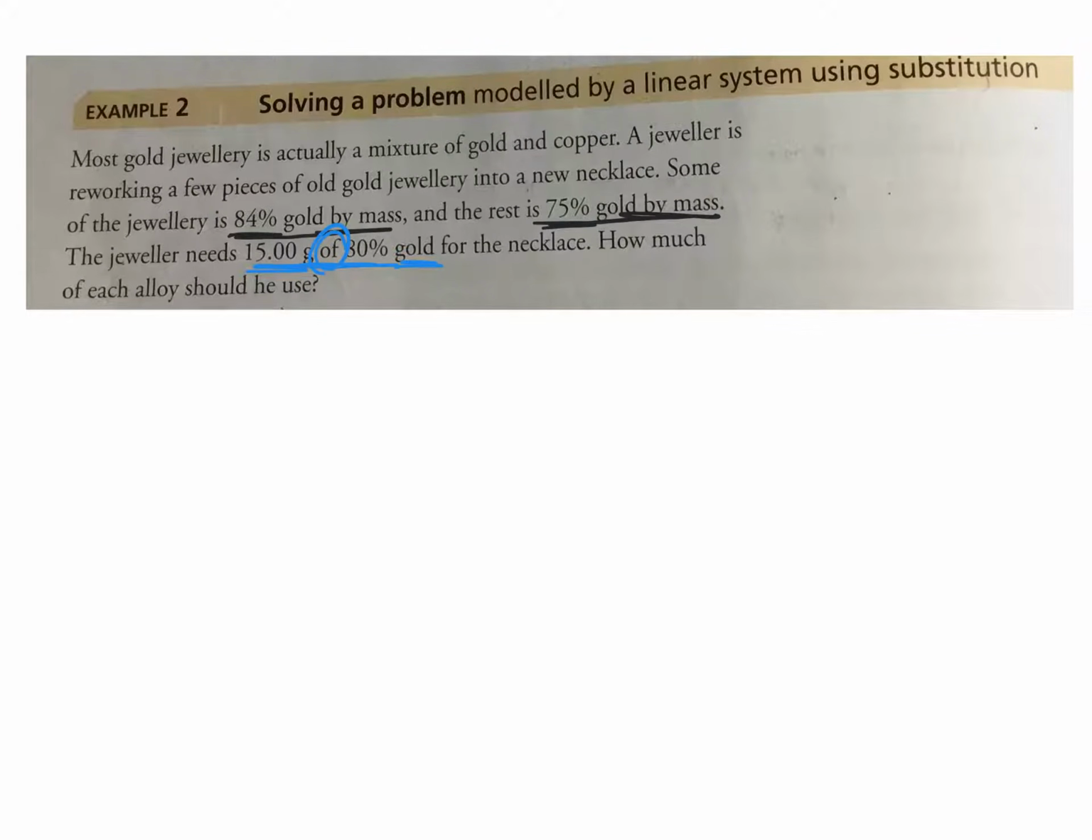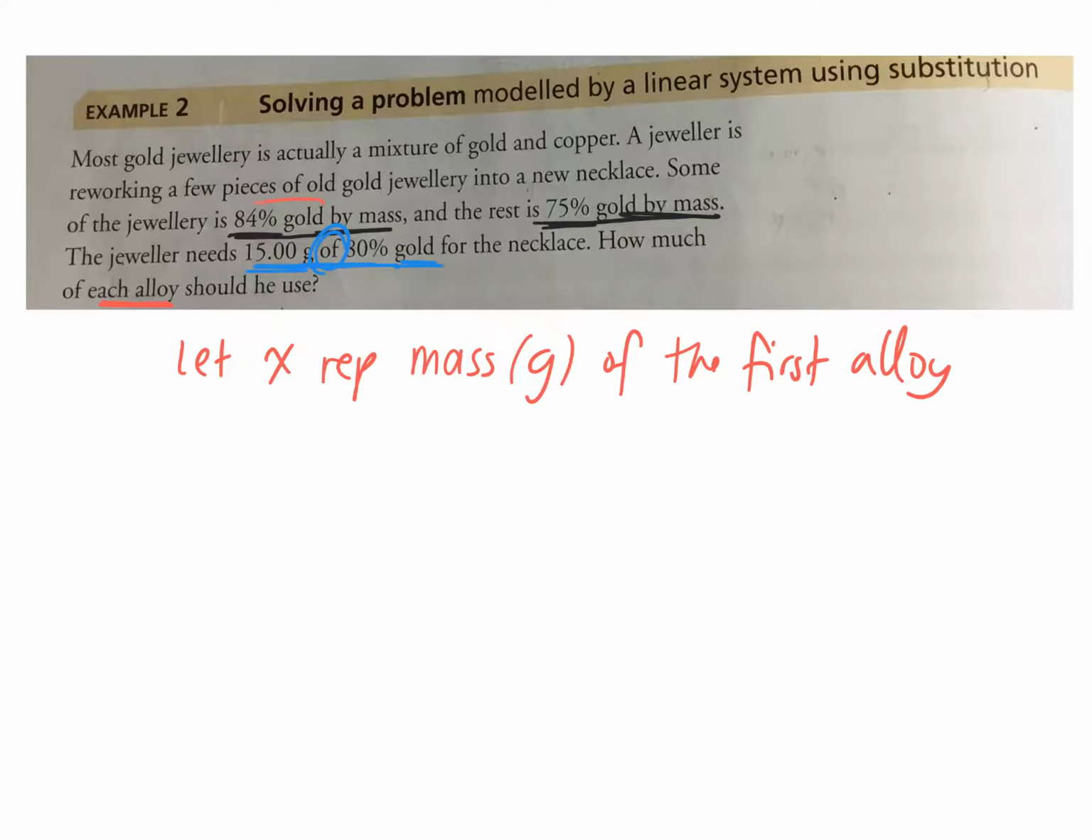So what are you trying to figure out here? What is unknown? Read the final question. How much of what? Each alloy. So there are two things that are unknown, so let's come up with variables to represent that. Let X represent what? So X represents the mass in grams of the first alloy, right? The first alloy is 84% gold by mass.